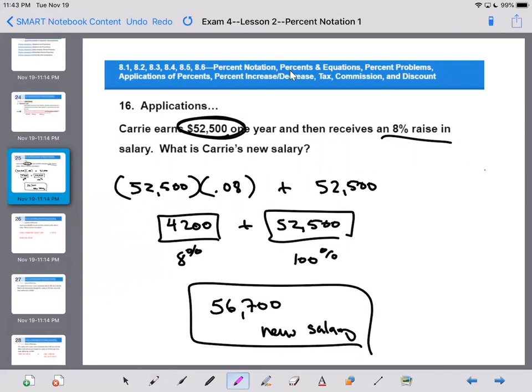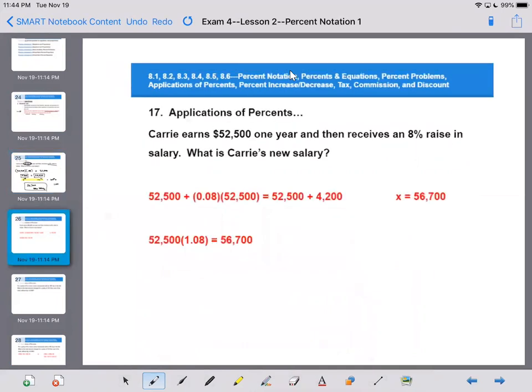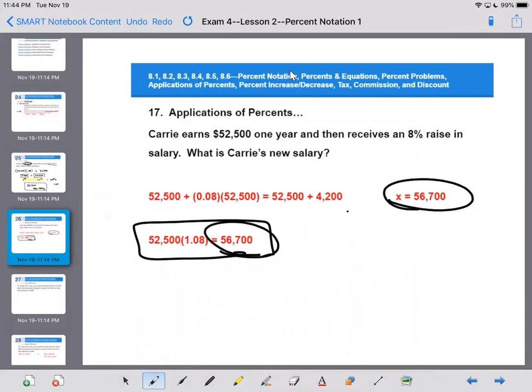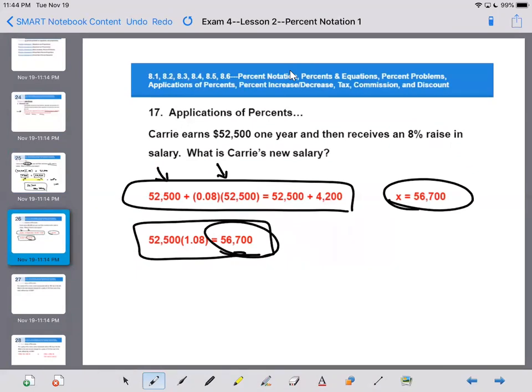But also look, if you add 8% and 100%, you're going to get 108%. 108% as a decimal is 1.08. So in the next slide, you're going to see that was this method right here, where I took 52,500 and multiplied by 1.08, and I still get the same answer. One is going to involve multiplying and then adding that piece. That's what's going to happen when you have a tax or you're looking at a raise. It's going to increase your cost or increase your salary.